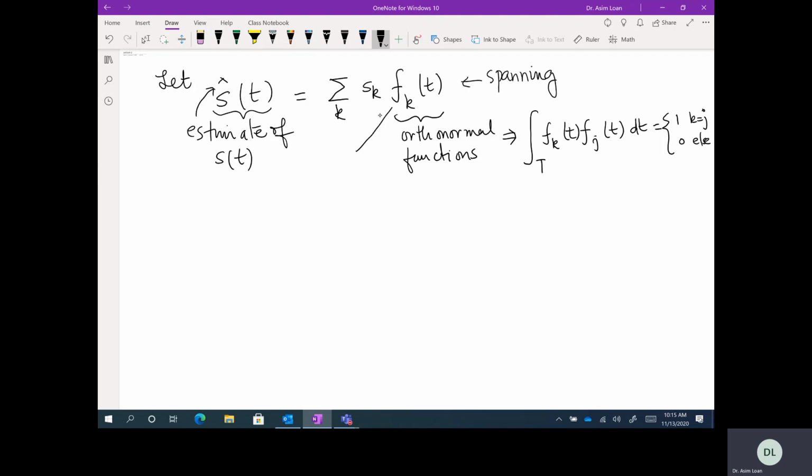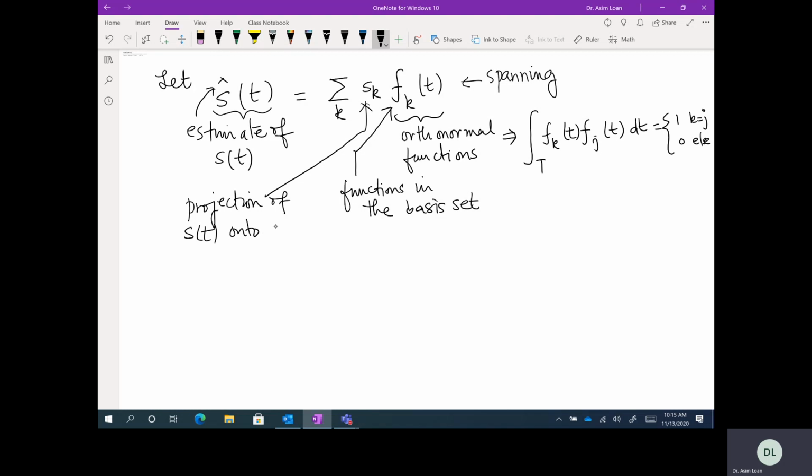These are your basis functions, the functions in the basis set. If you recall from your linear algebra, this should be the projection of S of t onto f_k of t. So let's see whether we do get this projection or not. Then we'll see that your Fourier series coefficients are actually projections.